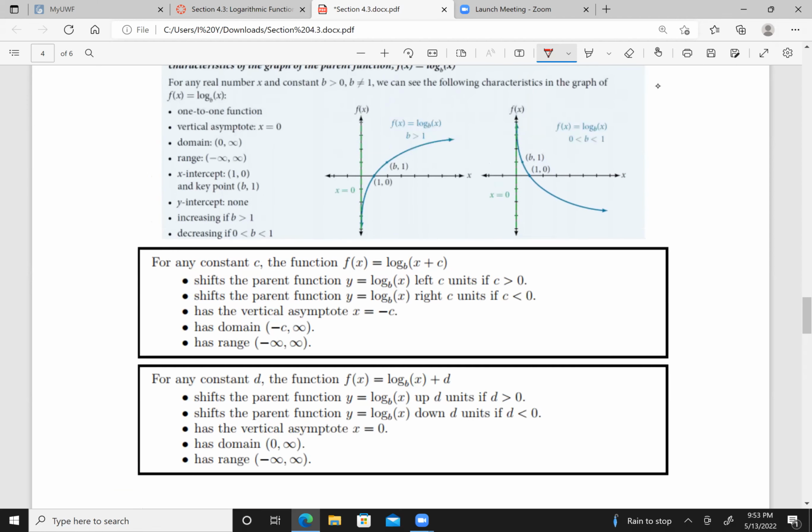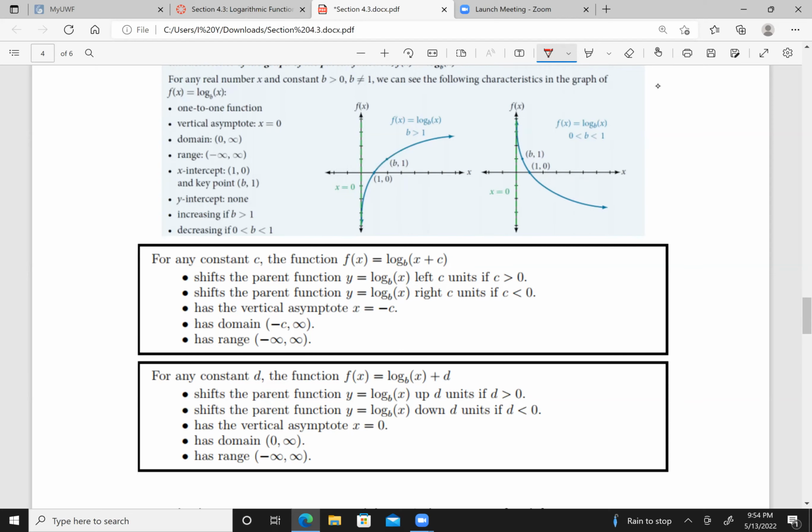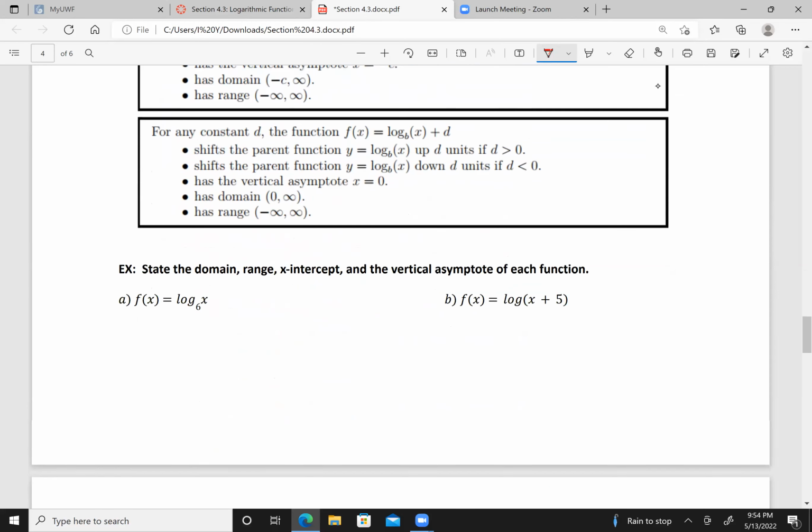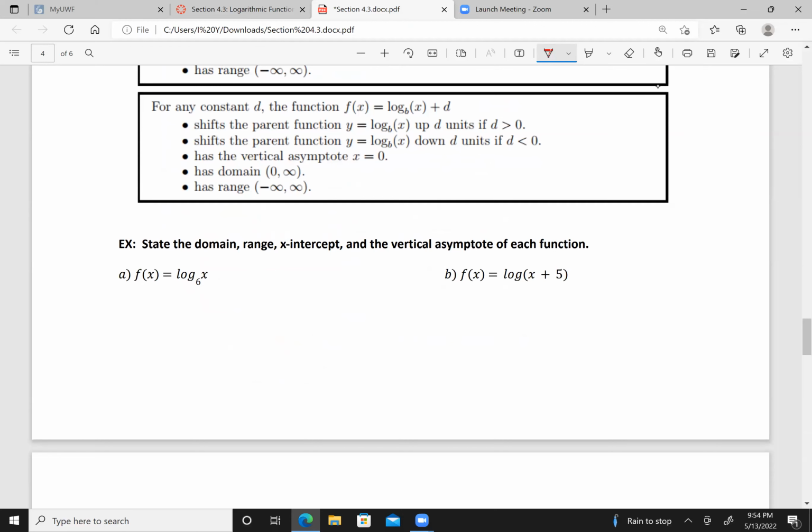So looking at these graphs, if you remember from last time, these are inverses, which we stated. So let's look at what we have here. State the domain, range, x-intercept, and the vertical asymptote of each function.